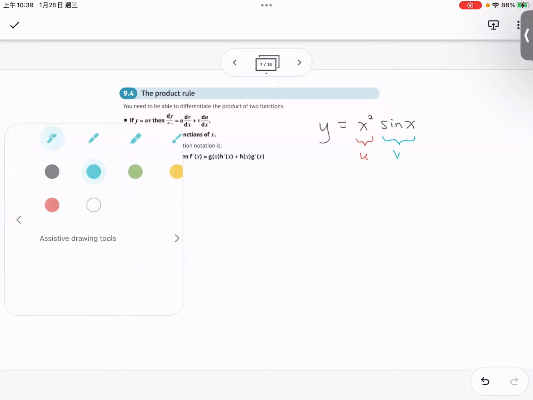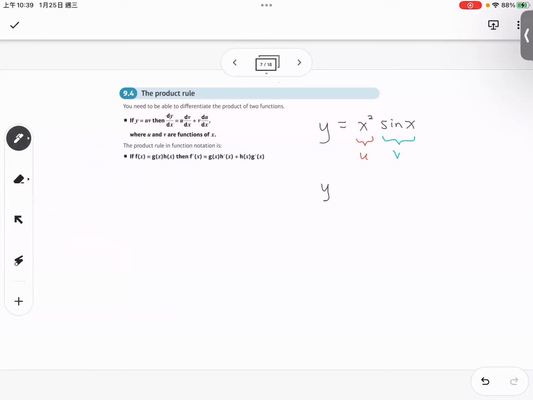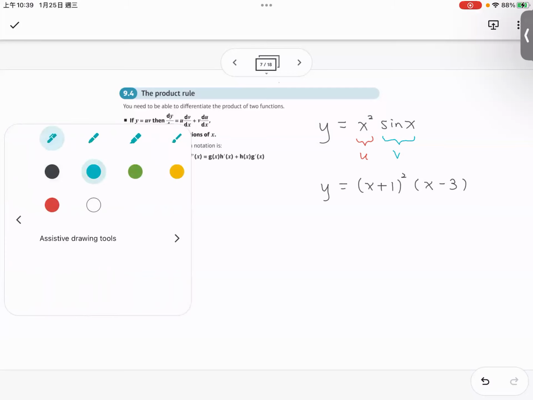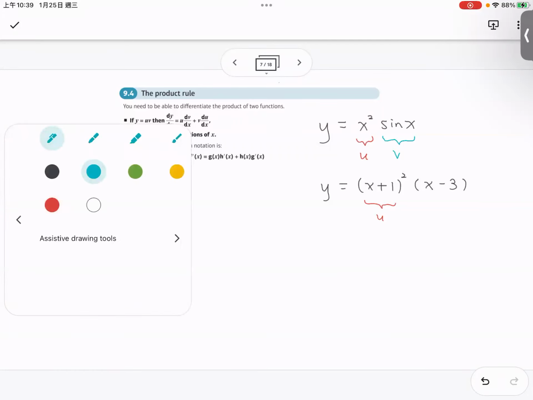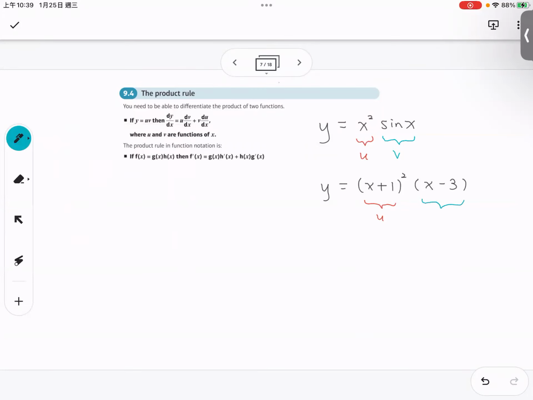Another example that we can have is y is equal to (x plus 1) squared times (x minus 3). For x plus 1 squared, we know that we can do the derivative, this is just x squared plus 2x plus 1. And the other one, we know how to do the derivative for x minus 3. So for both of them, we can use the product rule to do it.